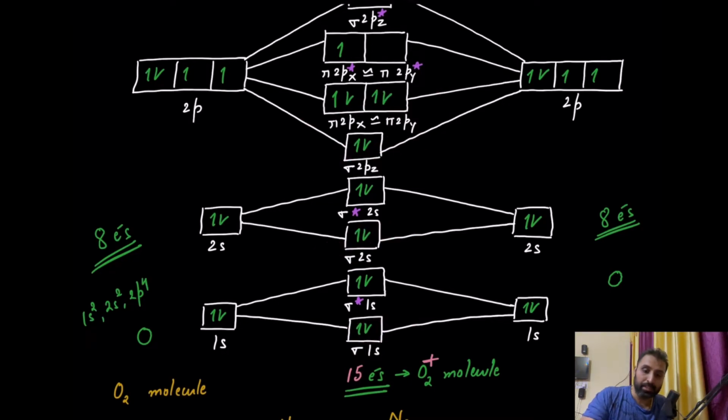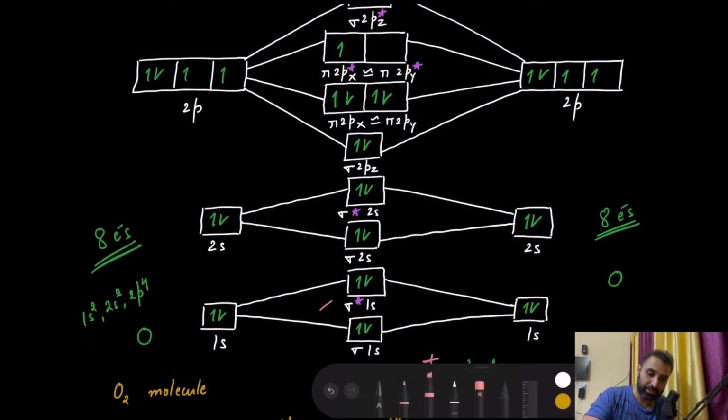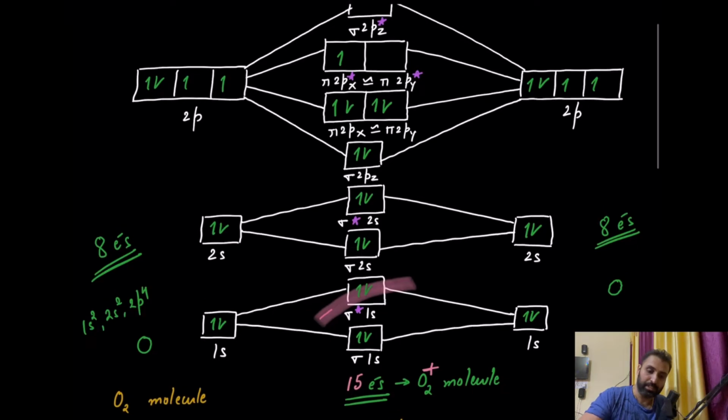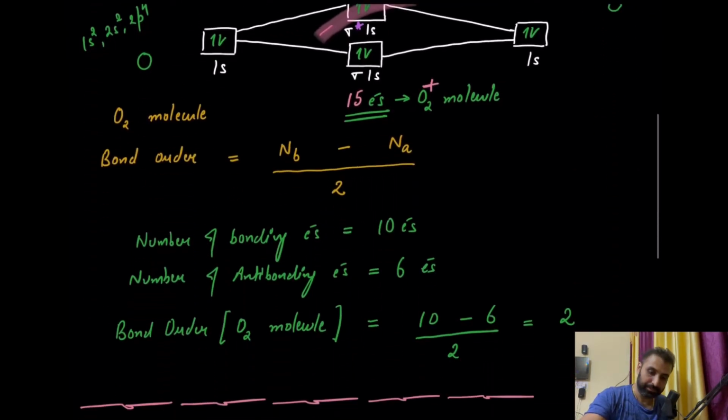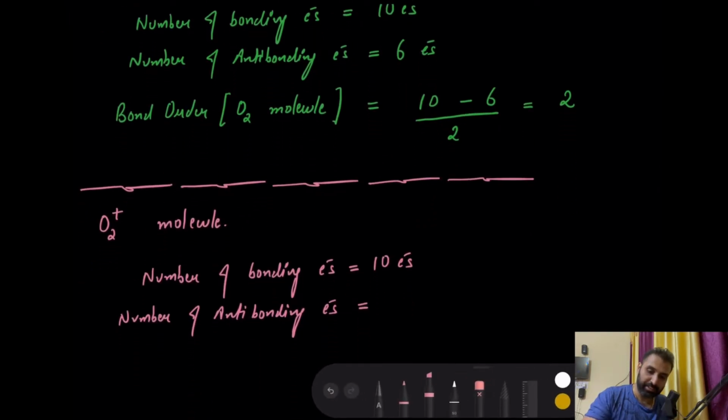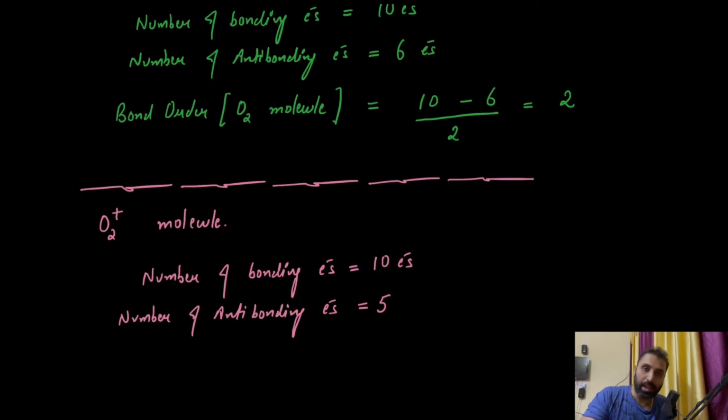So now let's count the electrons present in anti-bonding molecular orbitals, the orbitals which are having star signs over them, right? So we got the first two electrons in sigma star 1s, then next two in sigma star 2s. We got the total 4, and we got at the last the fifth electron in pi star 2px. So we got the 5 electrons in anti-bonding molecular orbitals in case of O2 positive molecule.